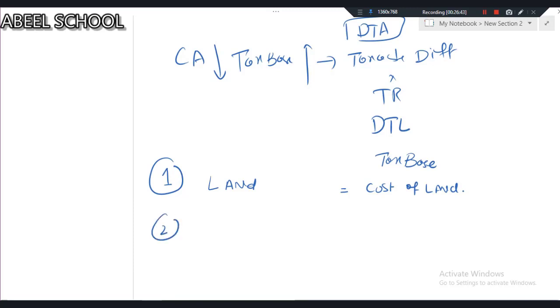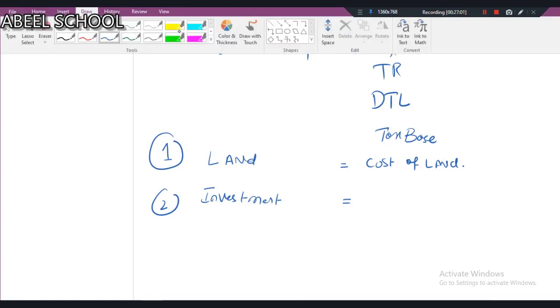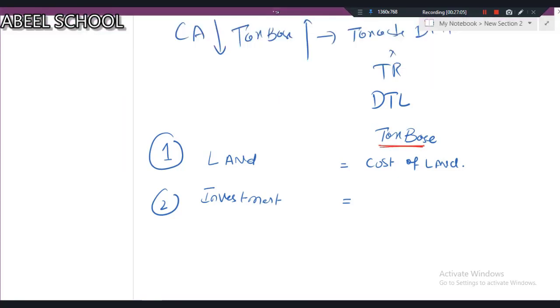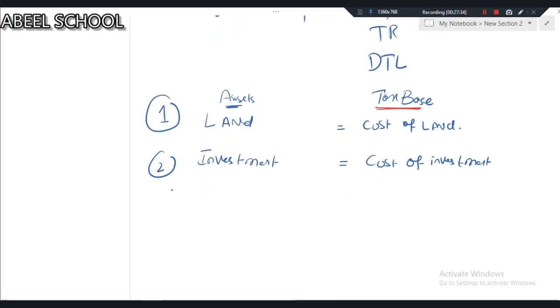Second, if you have any investment, let's say you have investment in XYZ company shares. Obviously for investment we apply IFRS 9 Financial Instruments. The point is, in case of investment, the tax base is the cost of investment. Tax authorities do not accept whatever fair value of investment you are showing right now. They're just interested to know you bought the investment at what amount.